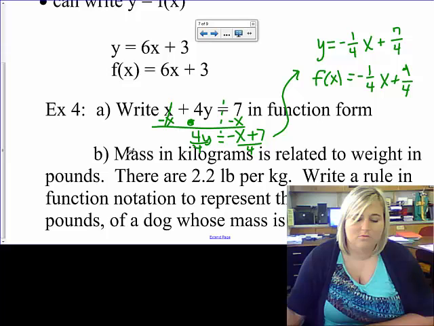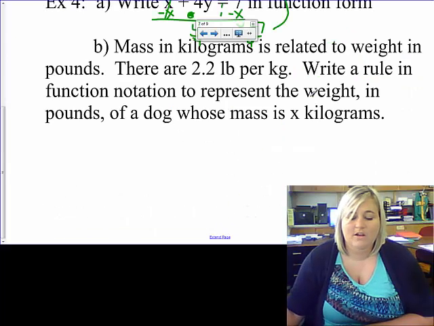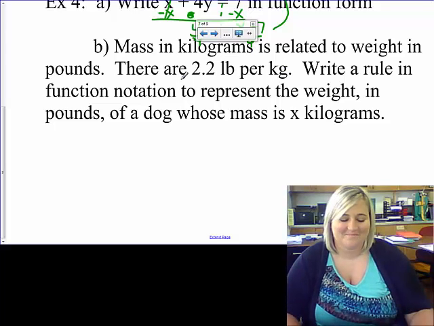On V, it says the mass in kilograms is related to the weight in pounds. There are 2.2 pounds per kilogram. Write a rule in function notation to represent the weight in pounds of a dog whose mass is x kilograms. Well, if the dog is 1 kilogram, it would be 2.2 pounds. If it was 2 kilograms, it would be 4.4 pounds, and we're getting that by multiplying.